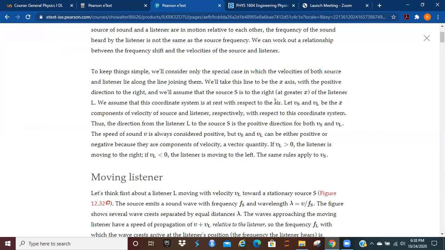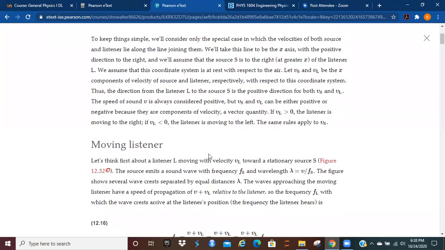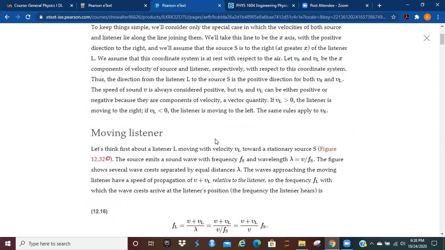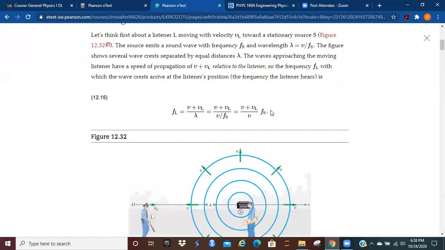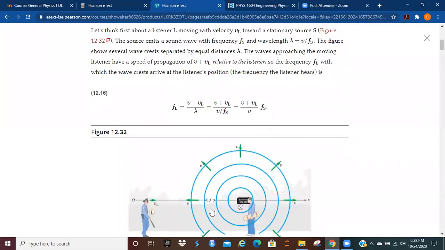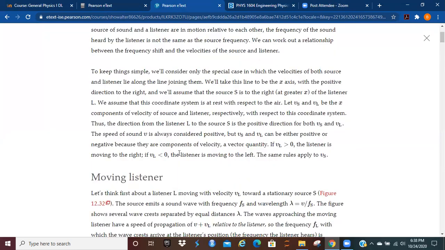And this coordinate system is at rest with respect to the air. So we're going to let v_S and v_L be the x components of the velocity of the source and listener with respect to the coordinate system. And thus the direction from the listener to the source is going to be the positive direction for both v_S and v_L. The speed of sound is always considered positive, but v_S and v_L can either be positive or negative because they're components of velocity.